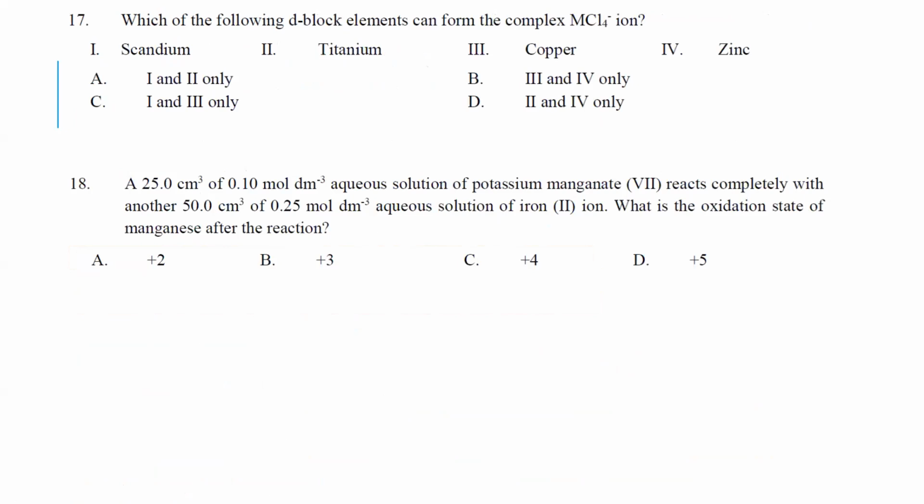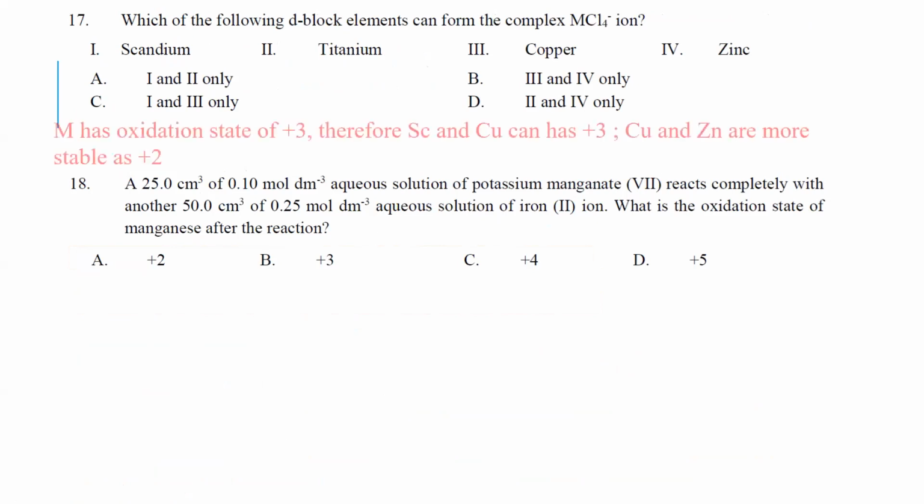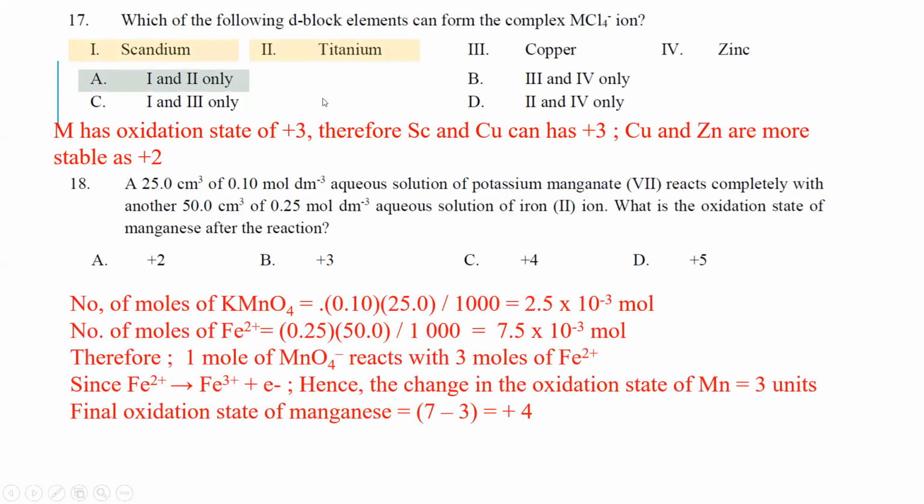Then we go to question number 17. Which of the following d-block elements can form the complex MCl4-? Now you must understand that M has an oxidation state of +3. Therefore, scandium and copper can form +3. Copper and zinc are more stable as +2 oxidation. Then you have no choice but to memorize a bit. So the best answer in here is 1 and 3, not 1 and 2.